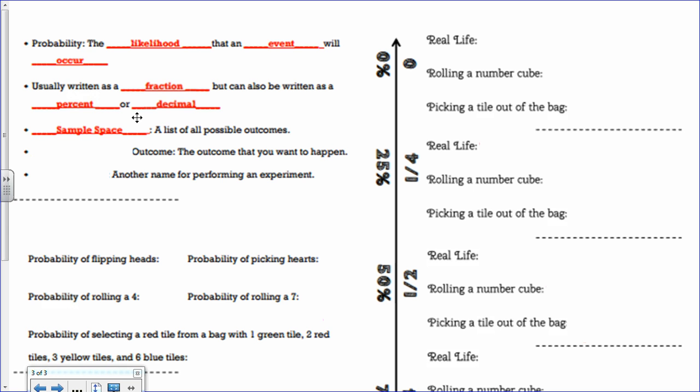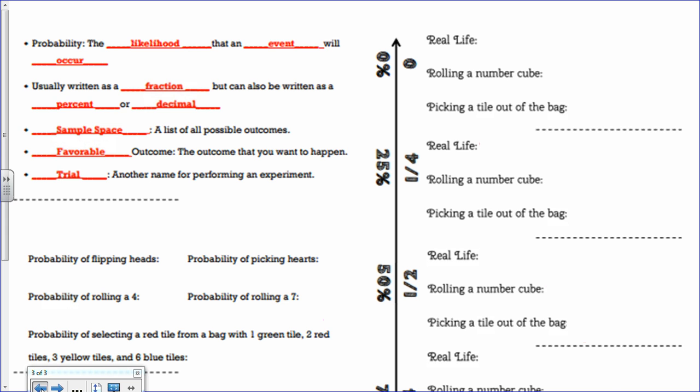The sample space is a list of all the possible outcomes. So if we went back to our tile example, the fact that it's listed 1 green, 2 red, 3 yellow, and 6 blue, those are the sample space. Those are all the possible things that could occur. A favorable outcome, sometimes called a desired outcome, is the outcome that you want to happen. So if we are flipping a coin and we want to get heads, heads would be favorable. And a trial is another name for performing an experiment. So if we're trying it out, trying to figure out what's going to happen.